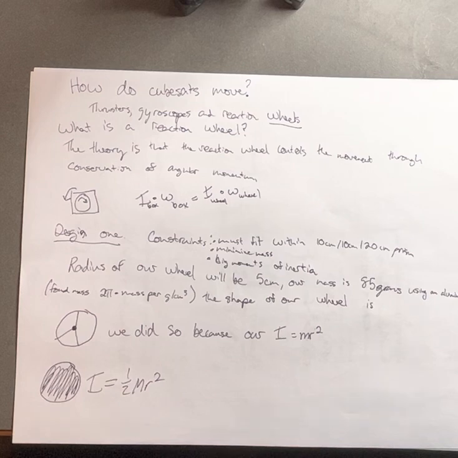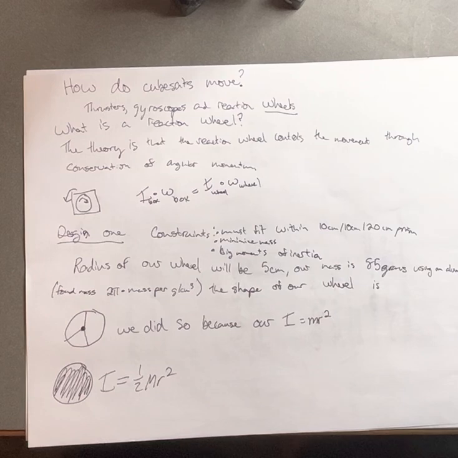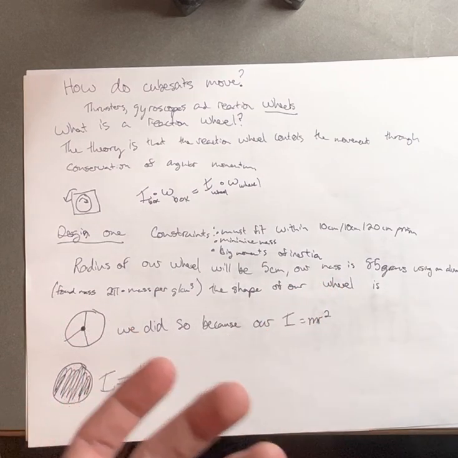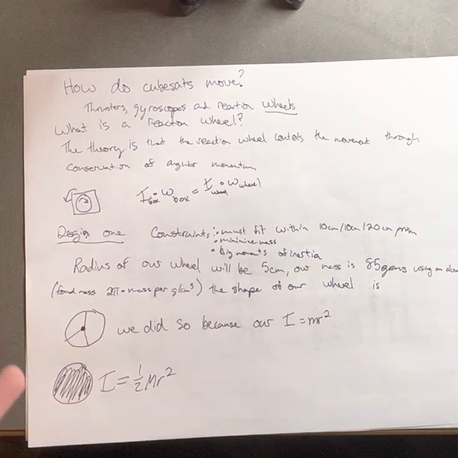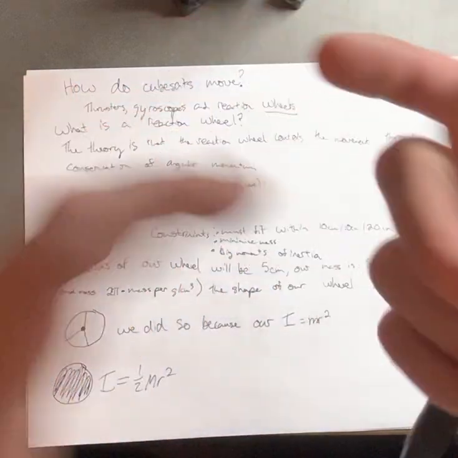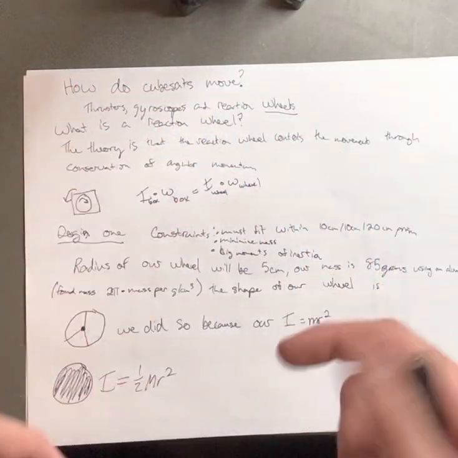How do CubeSats move? CubeSats use different things: thrusters, gyroscopes, reaction wheels. But the main way that most of them do is a reaction wheel. Now, what is a reaction wheel? The theory is that a reaction wheel controls the movement of the box through conservation of energy. So if you have something that's less tilted and you want to move some way, the wheel will just spin in the opposite direction, right?